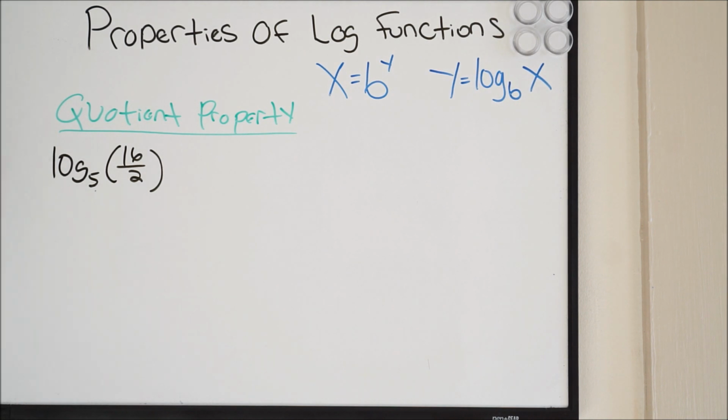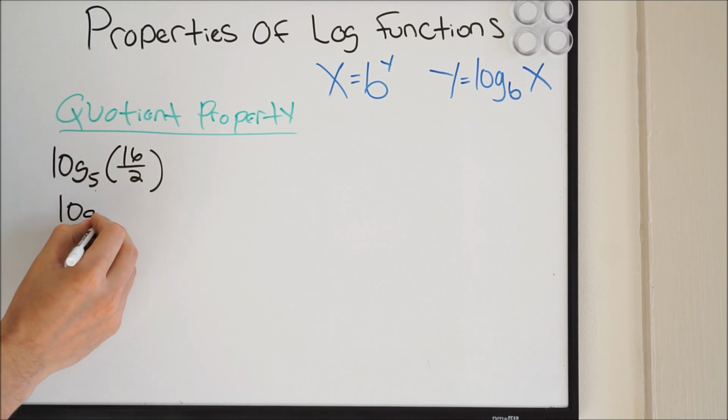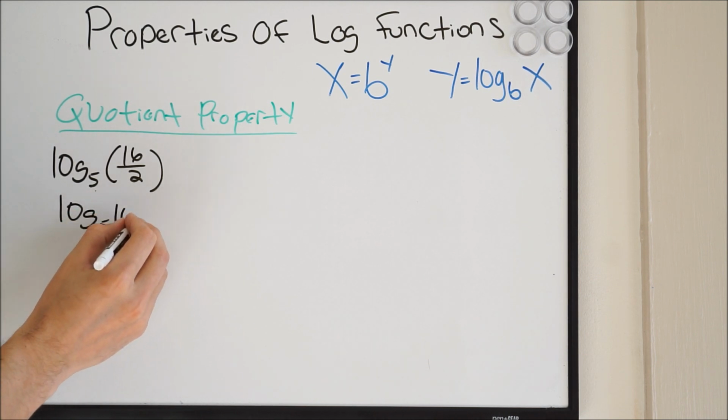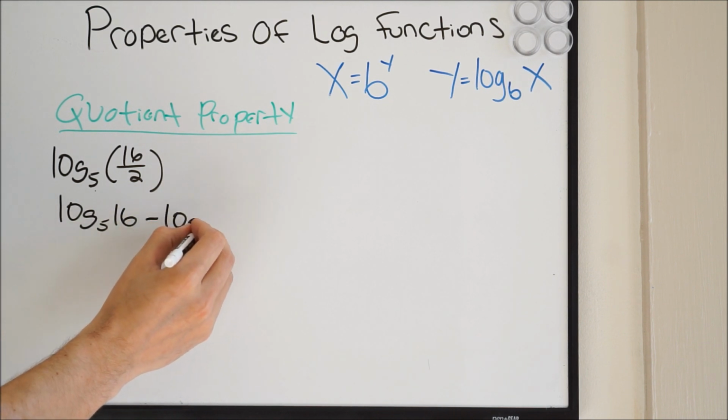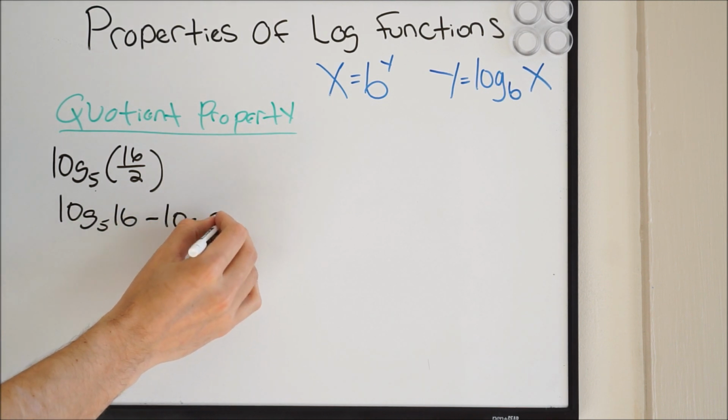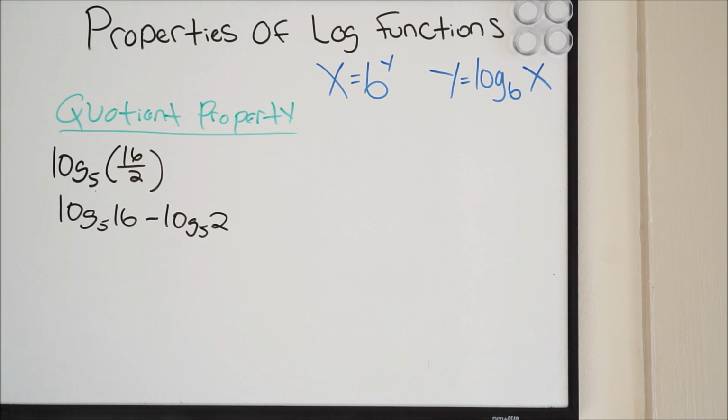Okay? We're dividing, so we know that based on our properties of exponents, when we're dealing with the same base and we divide, we're going to subtract here. So we have log base 5 of 16, right? And then minus log base 5 of 2, right? And that is done, alright? So this right here is the same as this.